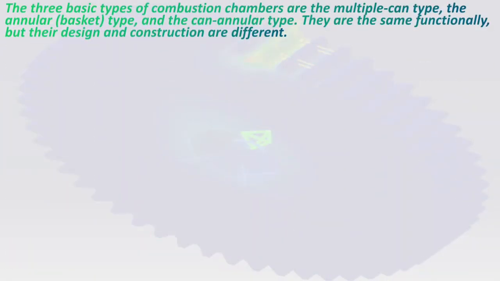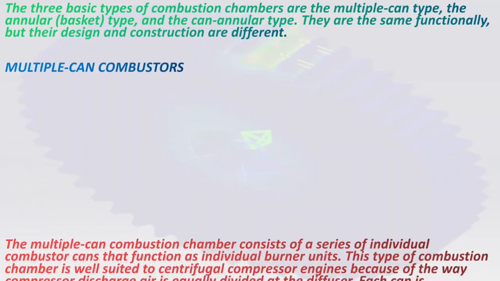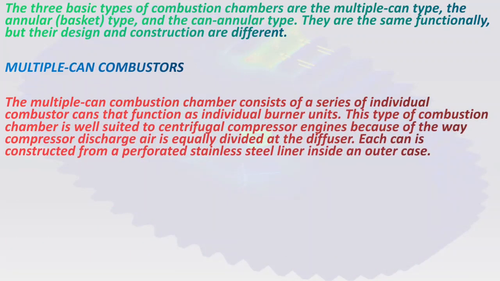The three basic types of combustion chambers are the multiple can type, the annular basket type, and the can annular type. They are the same functionally, but their design and construction are different. Multiple can combustor. The multiple can combustion chamber consists of a series of individual combustor cans that function as individual burner units. This type of combustion chamber is well suited to centrifugal compressor engines because of the way compressor discharge air is equally divided at the diffuser. Each can is constructed from a perforated stainless steel liner inside an outer case.